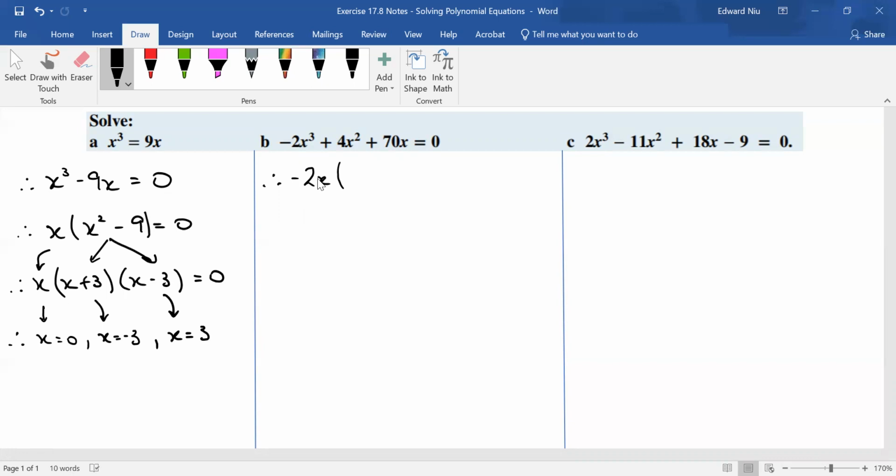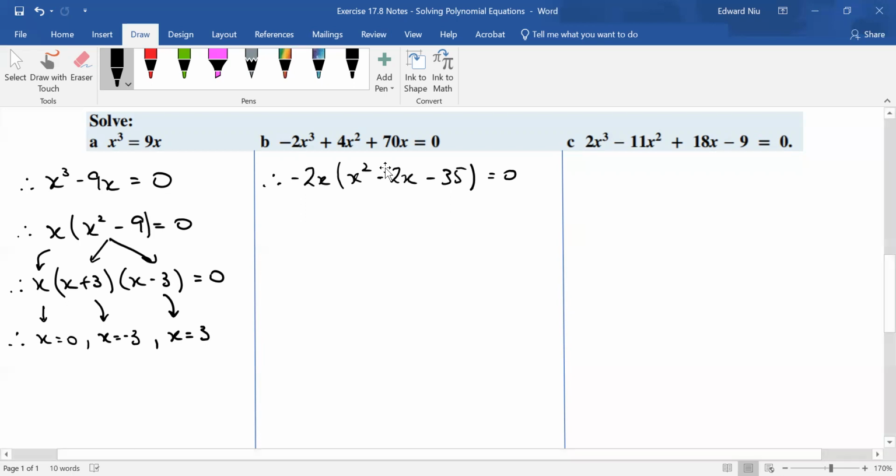So negative 2x cubed divided by negative 2x gets us positive x squared. Positive 4x squared divided by negative 2x now flips into a negative 2x. And then we have positive 70x divided by negative 2x. This will get us negative 35, equals 0. And what you notice is this is still the original equation, but we've now taken out a common factor, the highest, from all 3 terms.